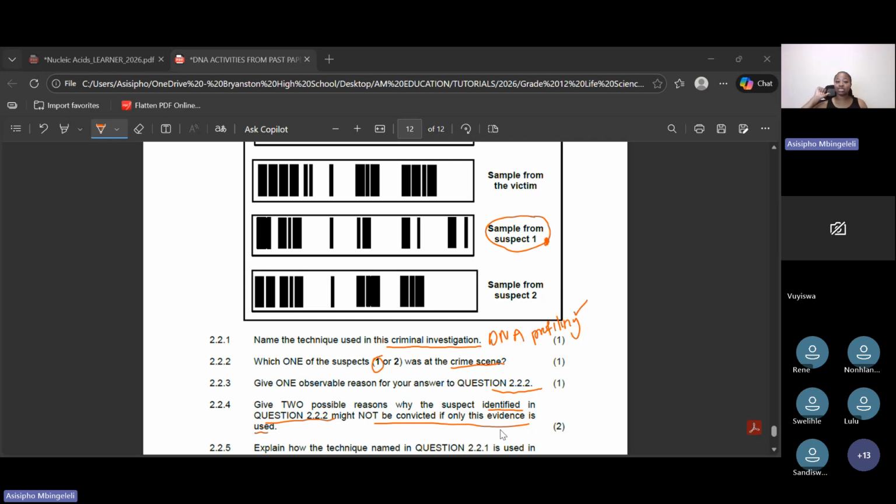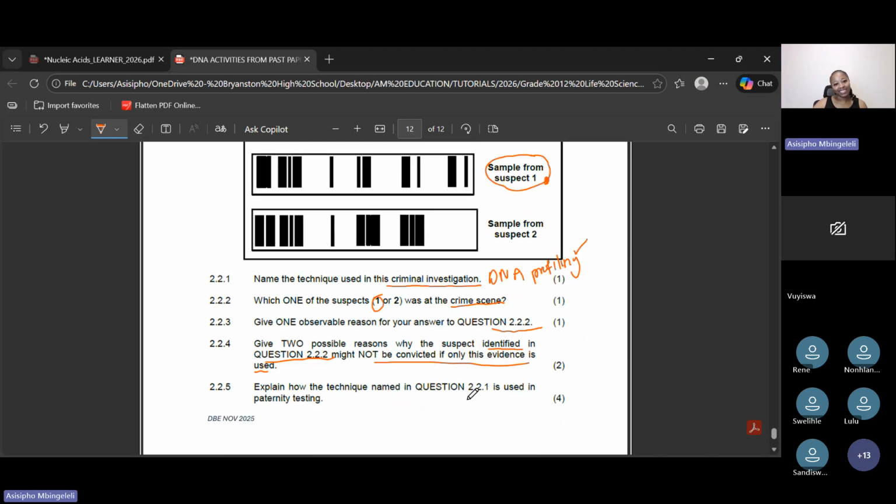1 mark. What's another answer? What's another option? Can we say that they were framed? They could be framed. That's another point. What about human error? Yes, human error. Or prejudice. Correct.